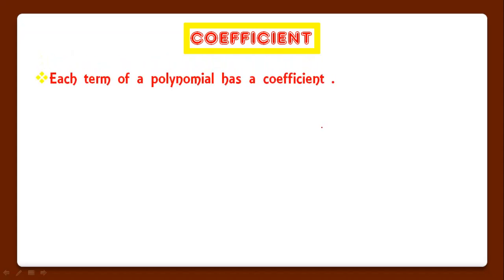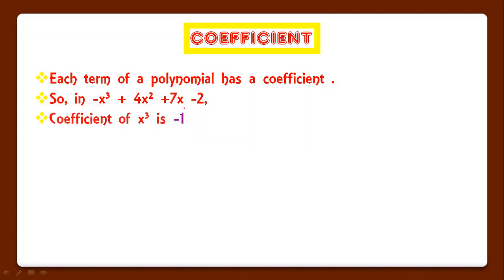Then comes the coefficient. It is also an important part. Each term of a polynomial has a coefficient. So in this polynomial, minus x cube plus 4x square plus 7x minus 2, we'll see first of all the coefficient of x cube. What is the numerical part present in it? The constant is minus 1. So it is its coefficient.